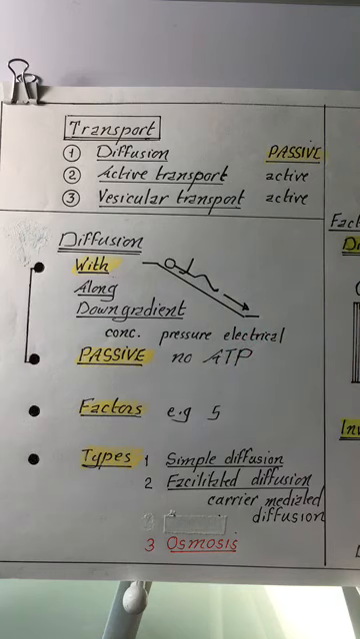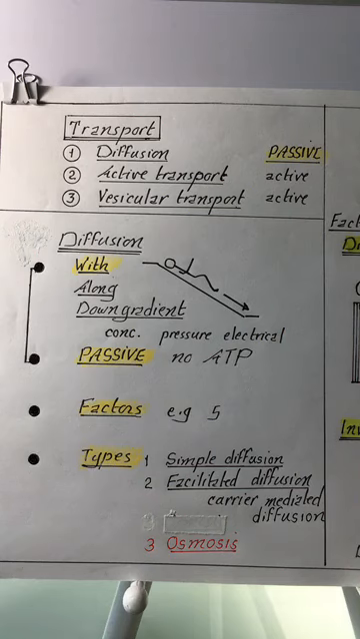So we finished with 2 points in diffusion. Diffusion occurs with, along, or down gradient. And now we know the types of gradients. And being with or along or down gradient, it's a passive process. It does not need ATP. And I remind you for the 3rd time, diffusion is the only transport which is passive. The other 2 are active.